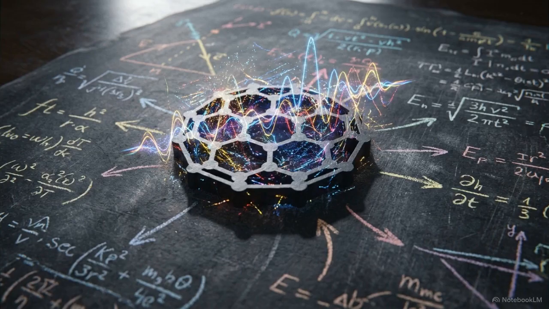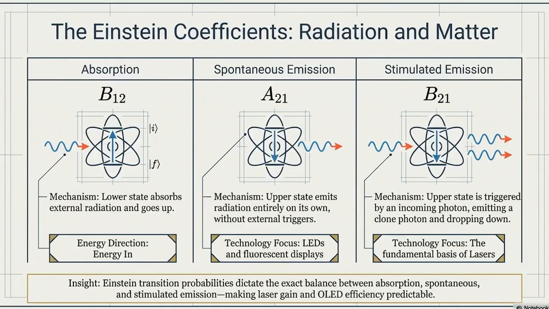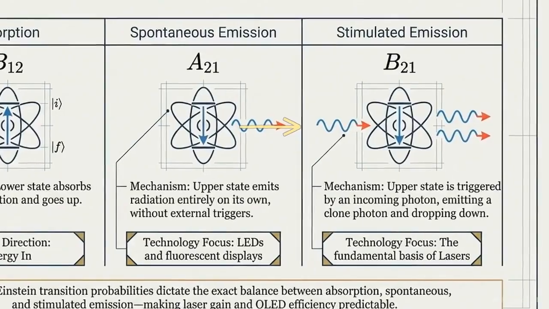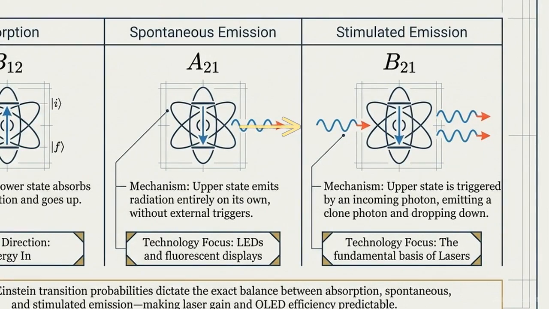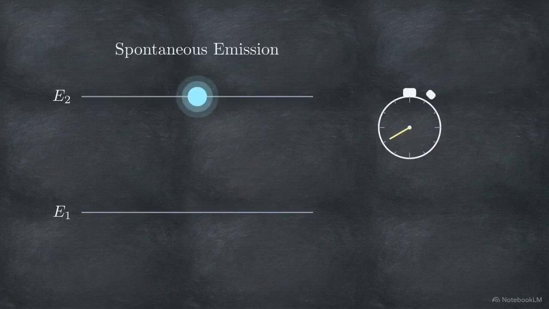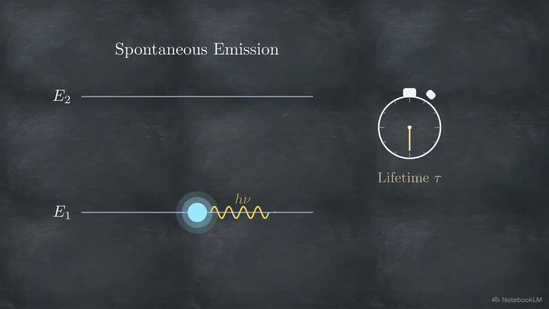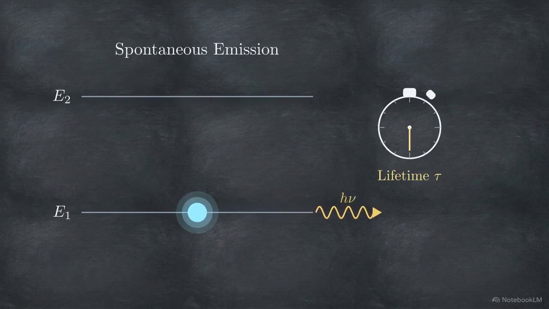Finally, we must account for the background radiation that surrounds all quantum systems. Einstein categorized these interactions as absorption, spontaneous emission, and stimulated emission. In stimulated emission, an incoming photon triggers an excited state to drop, releasing a clone photon that matches the frequency and phase. This is the basis of lasers. However, states also collapse on their own through spontaneous emission. This means every excited state has a finite lifetime.